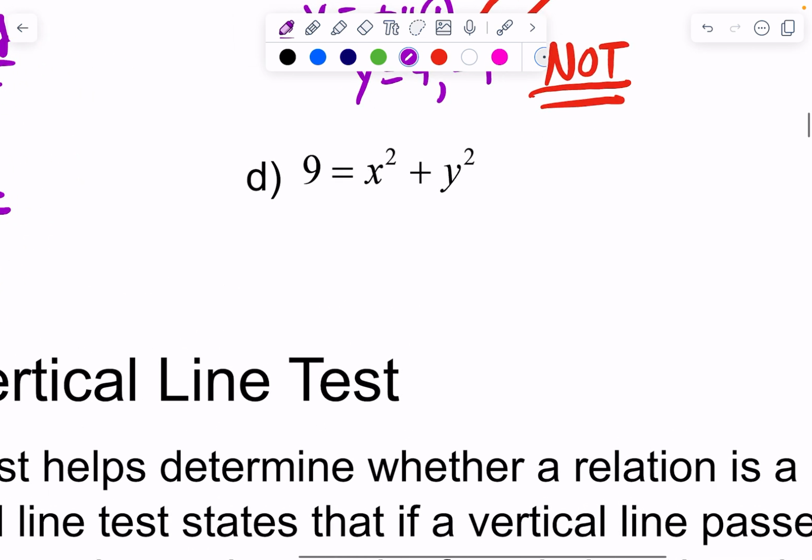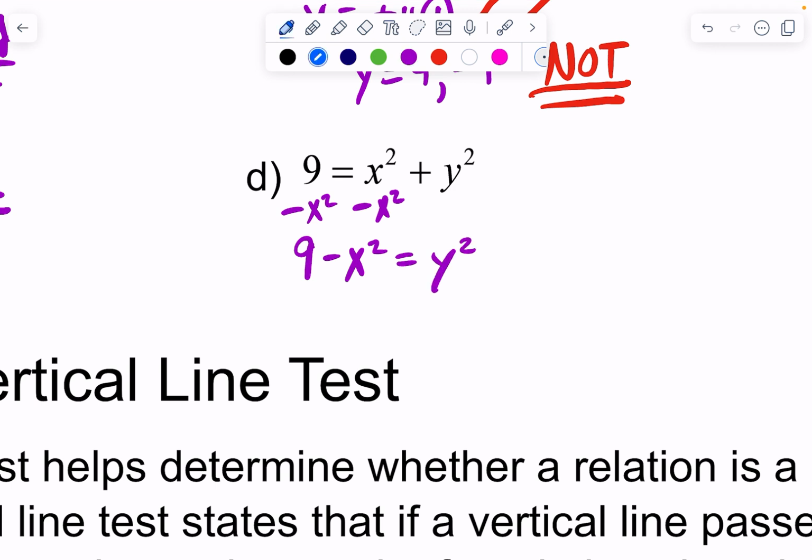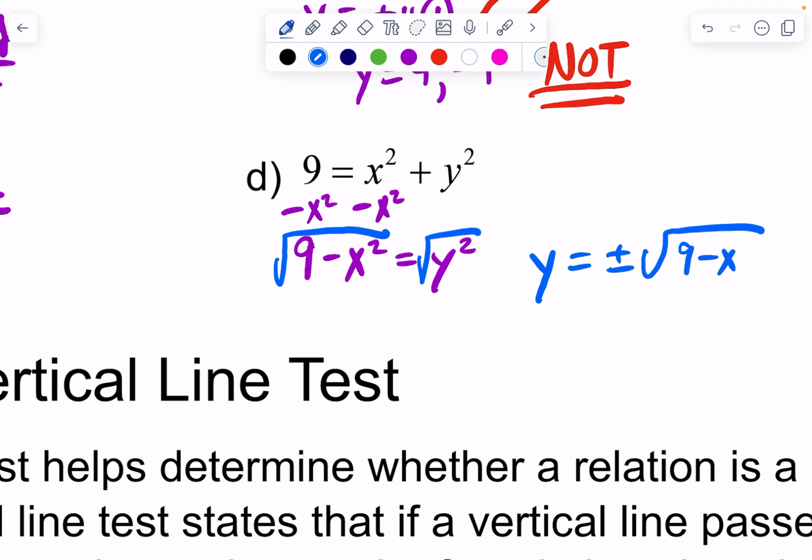For D, let's go ahead and solve for y. Remember that in order to solve for y, we got to get y by itself. So I'm going to subtract x squared from both sides. So I've got 9 minus x squared equals y squared. Please remember that you get rid of a power of 2 by square rooting both sides. So you're going to have y equals plus or minus square root of 9 minus x squared.